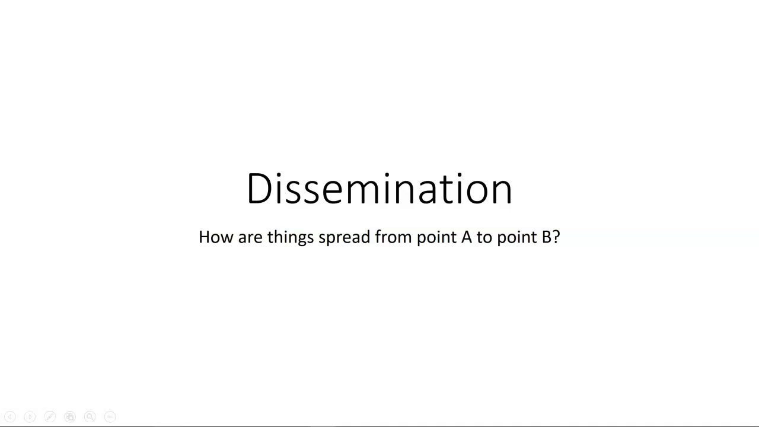Let's look at dissemination. Dissemination means how things are spread from point A to point B. Now, when we're dealing with plants, we've got two things we've got to look at. We've got to look at gametes. We have to look at offspring. So how are things spread in here? And this becomes interesting. So spread, we're looking at going from point A to point B.